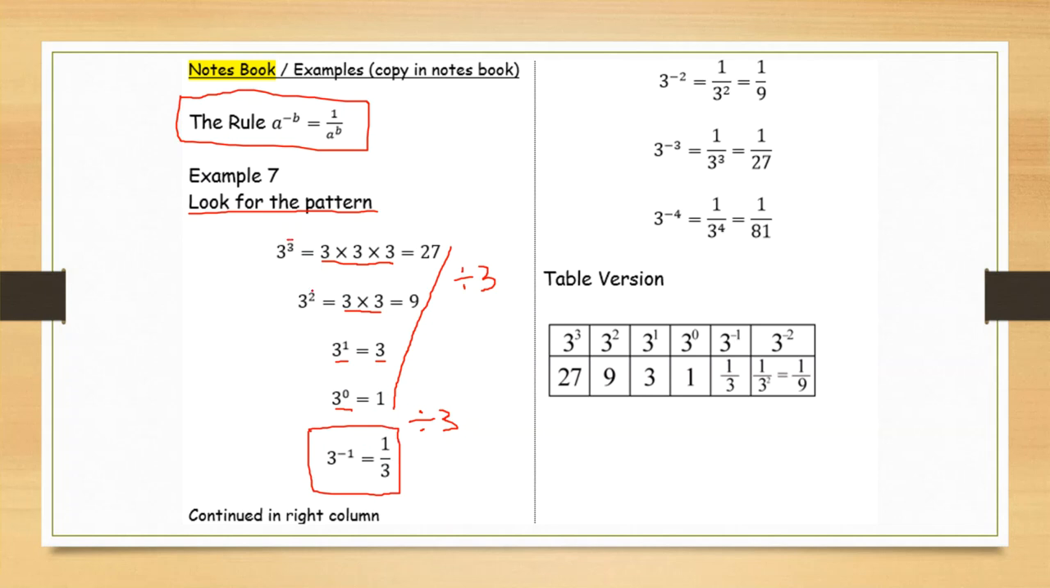You can see the actual index. Here we had 3, 2, 1, 0. So we're going down by 1 each time. So when we go down by 1, we get minus 1. Up the top here, minus 2 means 1 over 3 squared, which is 1 over 9. 3 to the negative 3 is 1 over 3 cubed, which is 1 over 27. And 3 to the negative 4 is 1 over 3 to the power of 4, which is 1 over 81. We can put this in a table to present this information. This is what it looks like.